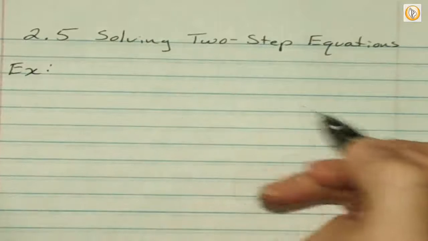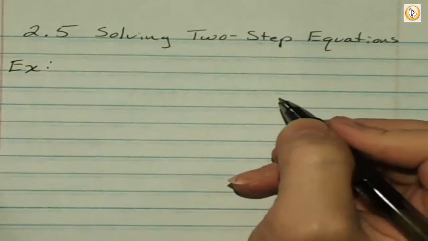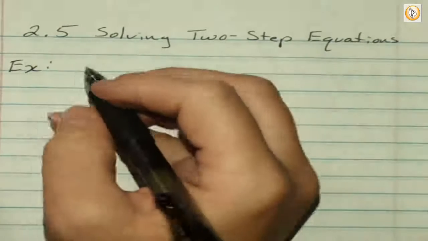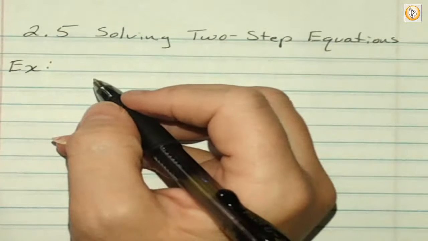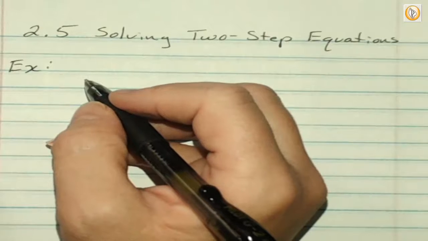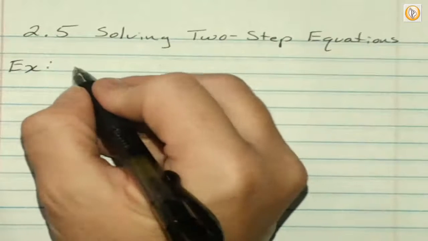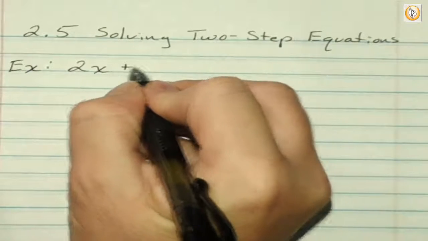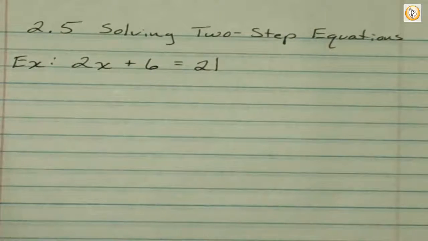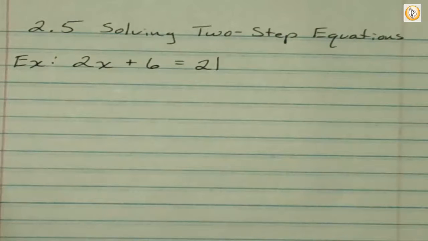So, start with the first example. This is kind of a review for you guys from last year. Y'all have done these before, but there's one certain rule that kids tend to forget that you need to pay very close attention to. All right, so 2x plus 6 equals 21. We're solving for x. We're isolating the variable.